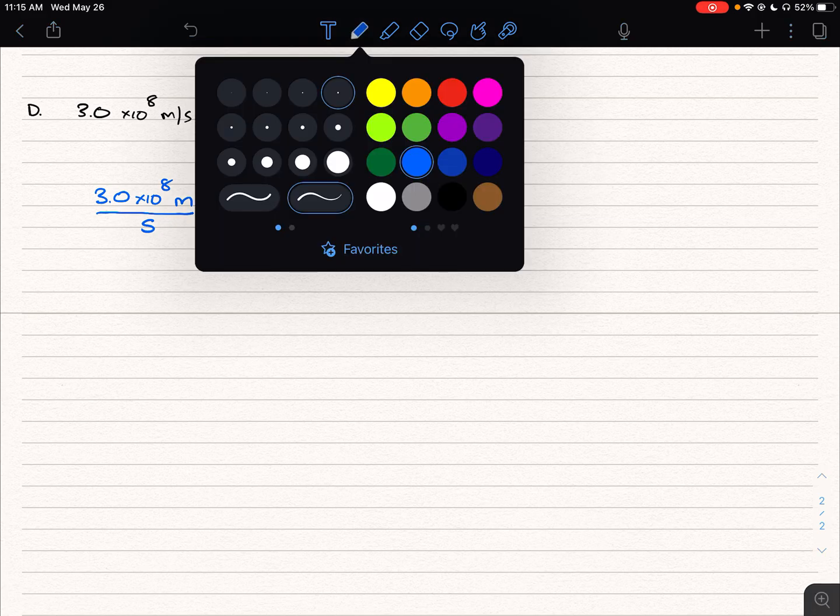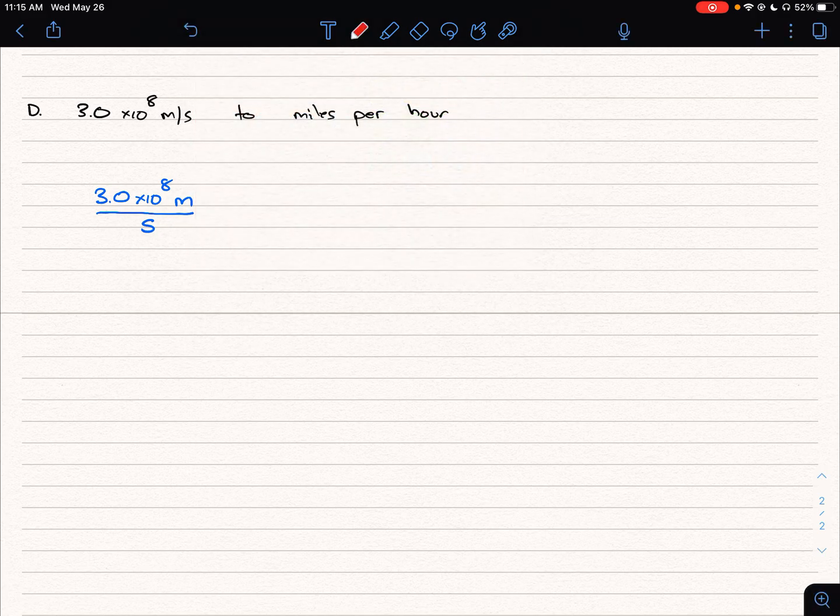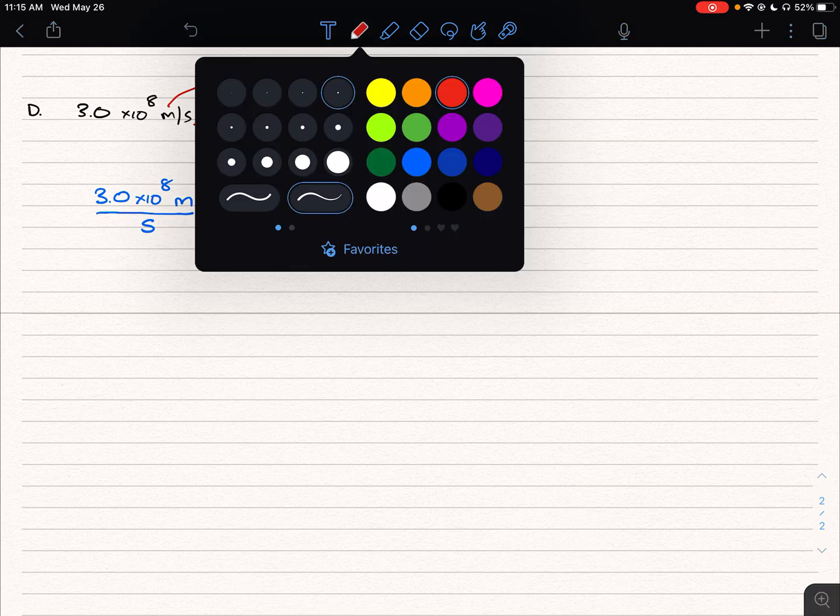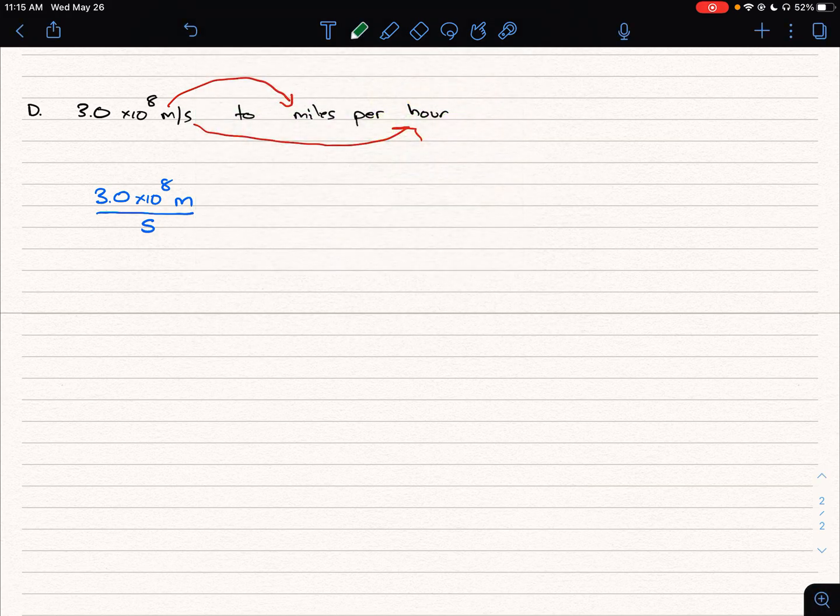So in this problem, we actually have two conversions because we want to change the meters to miles. But then we want to change our time in seconds to hours. So we have a couple different conversions we need to think about. So we could look those up. We can say, well, if we want to go meters to miles, we again might want to do this in a couple steps.